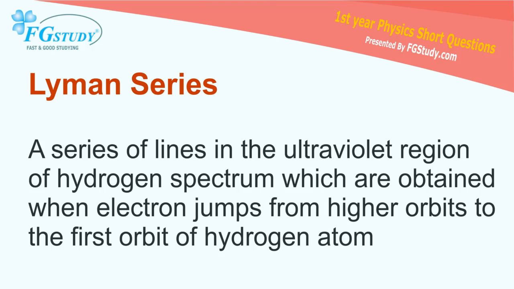Lyman series: a series of lines in the ultraviolet region of the hydrogen spectrum which are obtained when an electron jumps from higher orbits to the first orbit of the hydrogen atom.